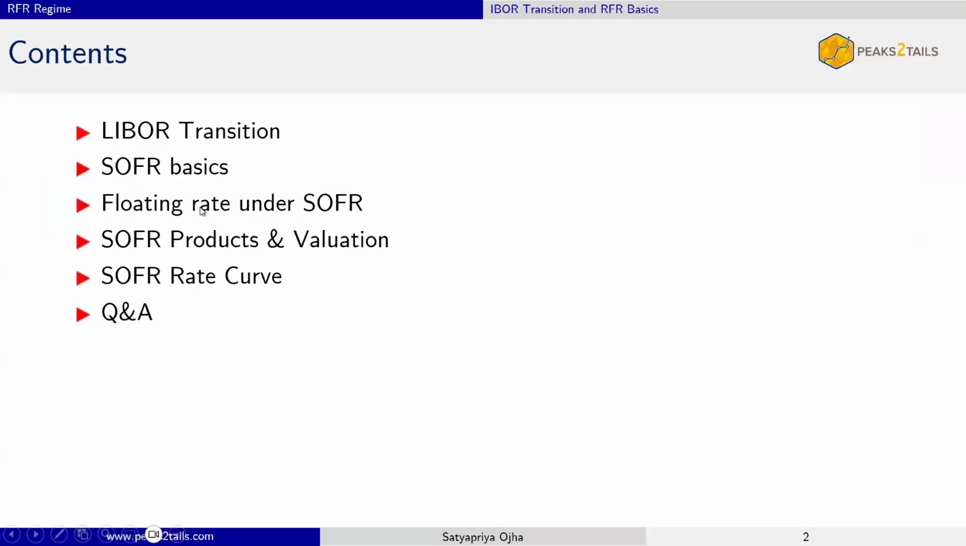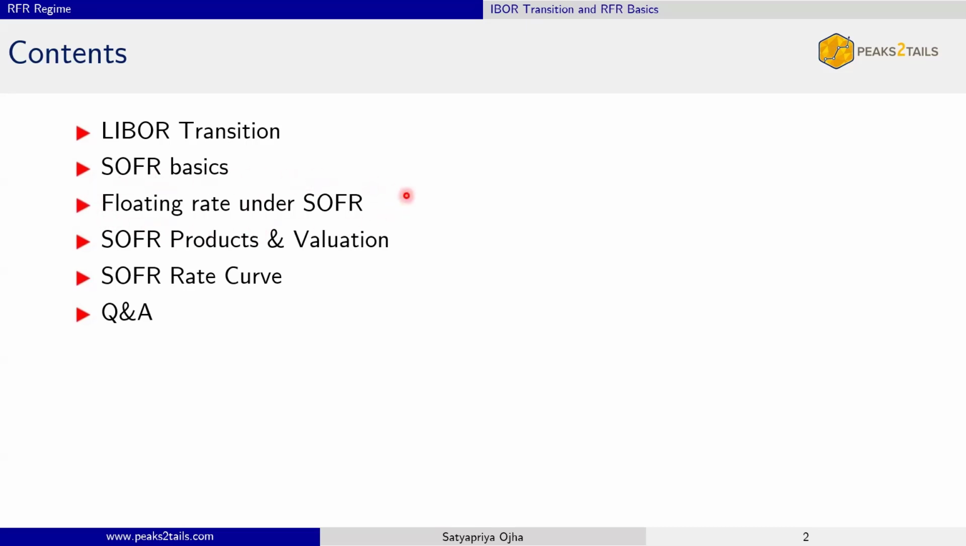Here is the structure for today's webinar. We are going to talk about a little bit of LIBOR history and LIBOR transition, because that background knowledge is important for the concepts to sink in. You need to have a background: how was LIBOR calculated and why the transition came into being. Then we'll talk about SOFR basics. How is SOFR calculated, published? How is it used? Who are the different bodies and things like that? This will be a key discussion point for today.